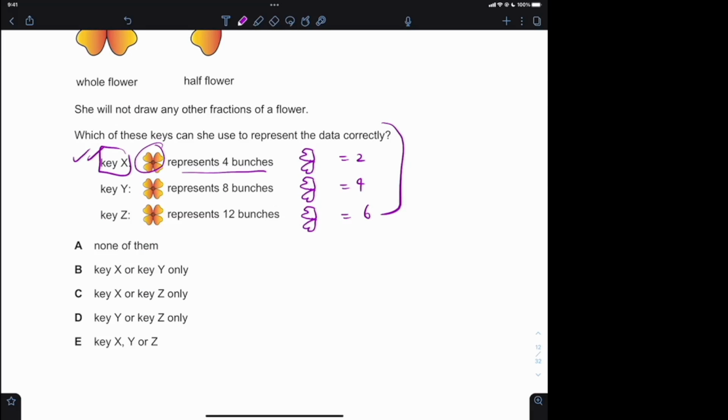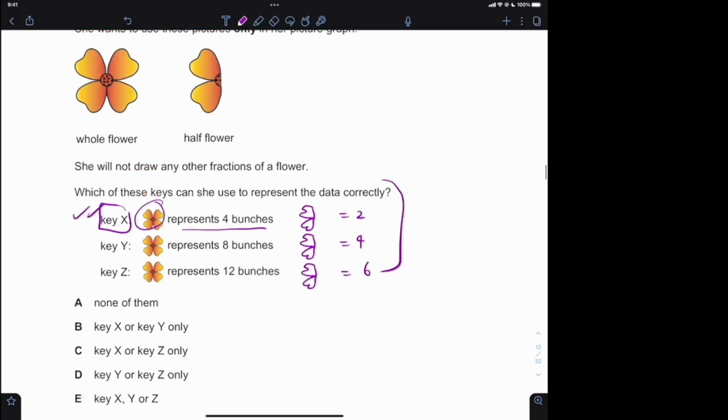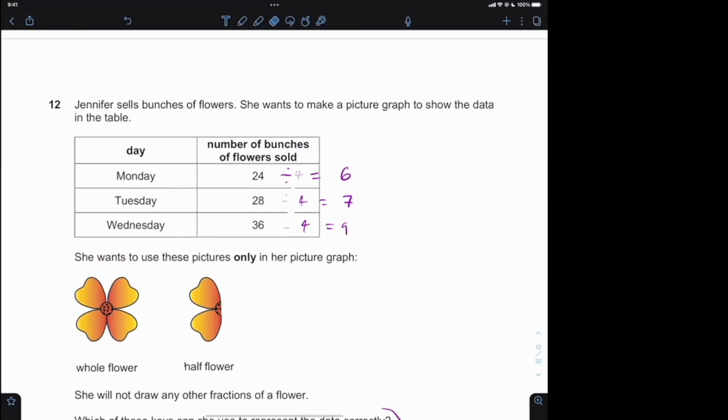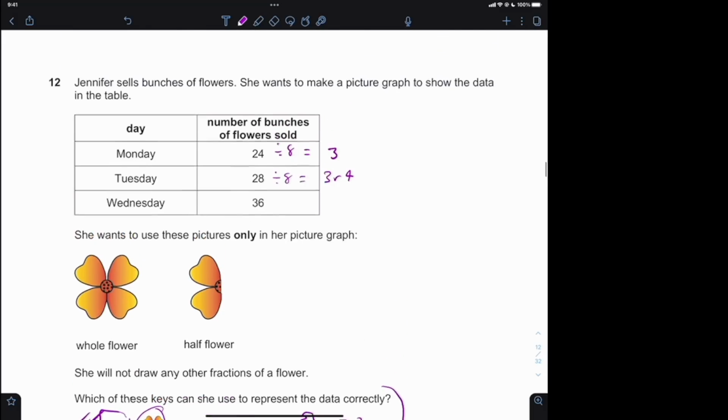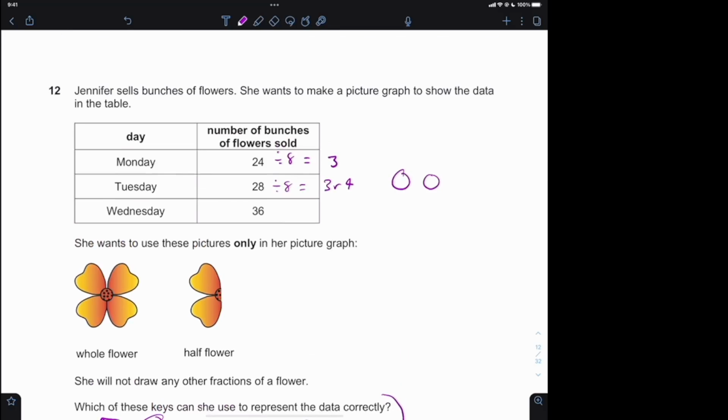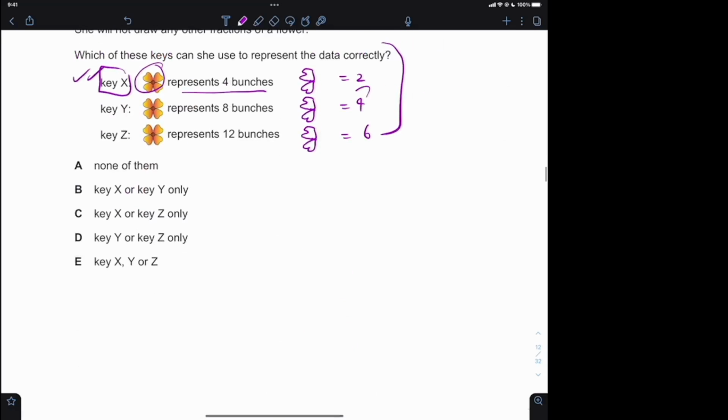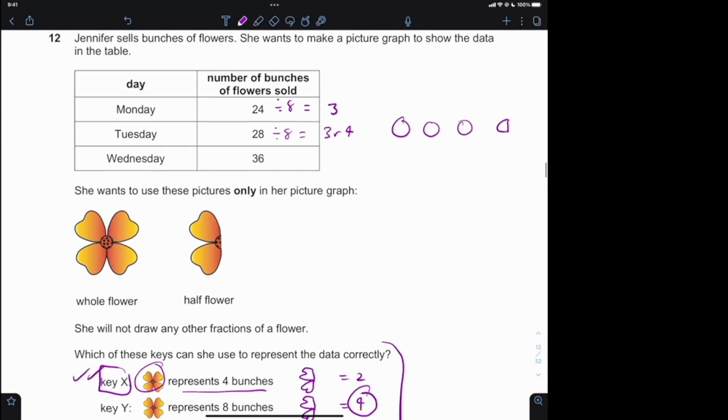Now key y represents 8 bunches. Let's have a look first of all. 24 is divisible by 8, so that one's no problem. Divided by 8 gives us just 3 whole flowers. Now 28 divided by 8, you'd have 3, remainder 4, because it goes into 24, and then you have an extra 4. Would this work? Yes, it would, because we'd have 3 whole flowers, I'll just draw circles, 3 whole flowers, and then a half flower, because a half flower is 4 in this key y. So this works. Let's have a look at 36.